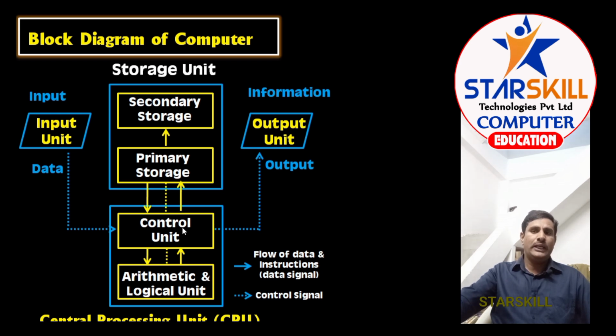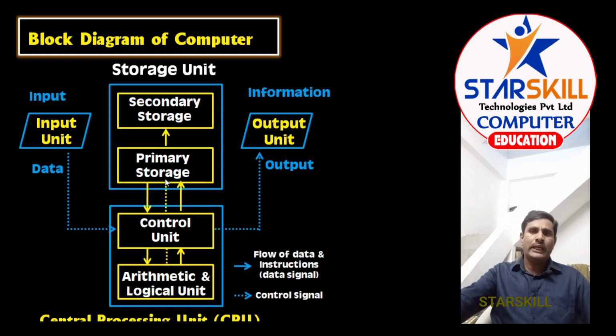And whatever is processed, or is going to be processed, is definitely sent to the storage unit, the main memory unit. This we can call the main memory unit, and it is divided into two parts.